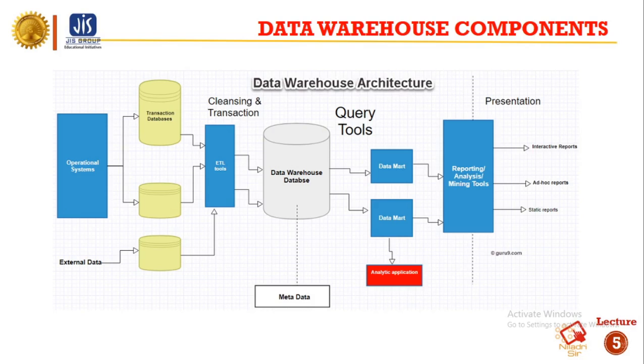So let's start. These are the architectures of data warehouse, and here you can get all the components of data warehouse: data warehouse database, extraction, transformation and loading tools, that is ETL, metadata, querying tool and data warehouse bus. So these are the 5 components of data warehouses.